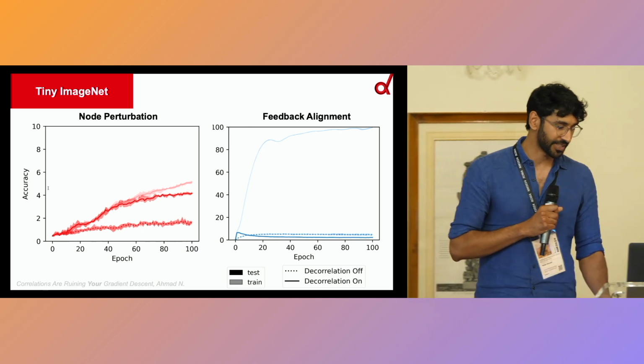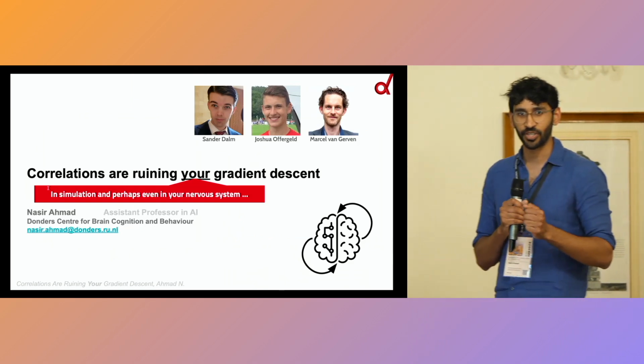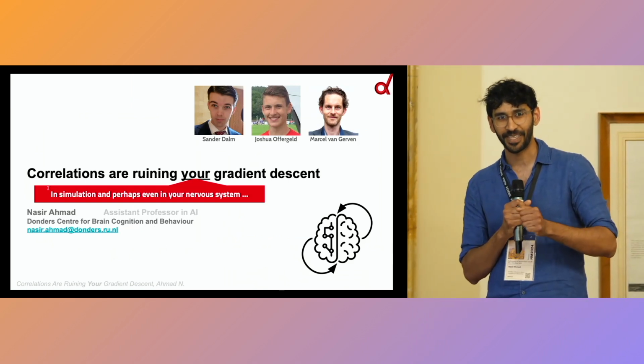So I guess in conclusion, what I'm trying to say is that correlations are ruining your gradient descent, maybe in your simulations, but also maybe in your brains.